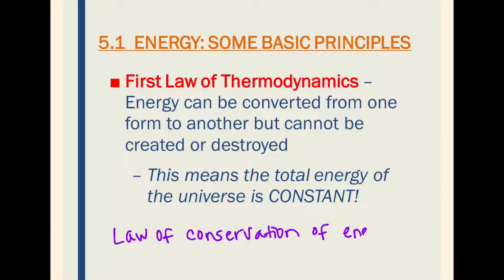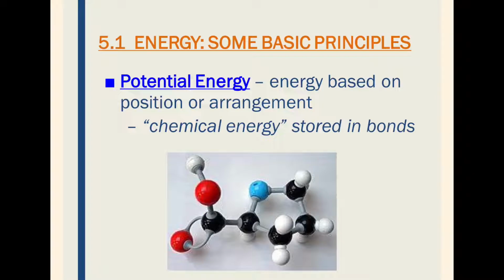So we'll see that there will ultimately be two other laws throughout our chapter, but for now, we're just going to focus on that one. So when we say that energy can be converted from one form to another, what are some different forms? Well, one would be potential energy. Now, potential energy is energy based on position or arrangement, but in chemistry, that essentially translates to chemical energy. So that's the energy stored in the bonds of various molecules.